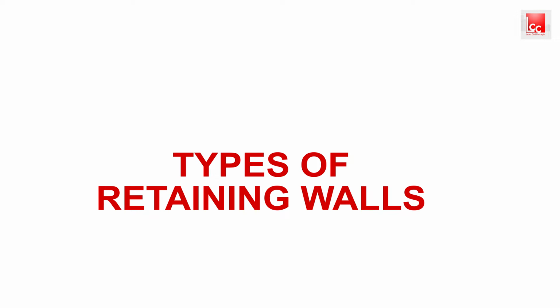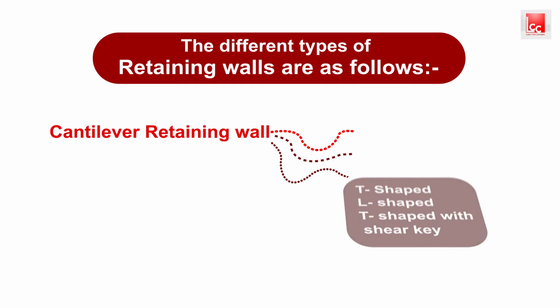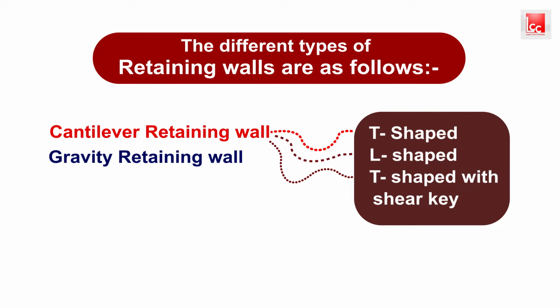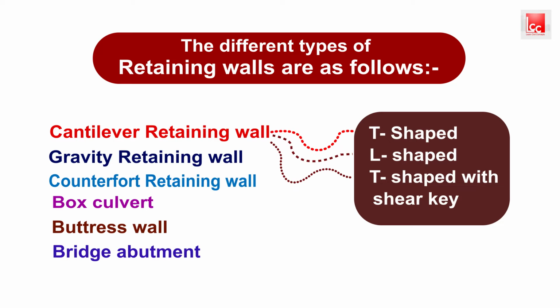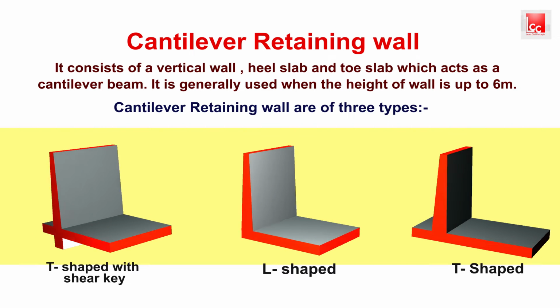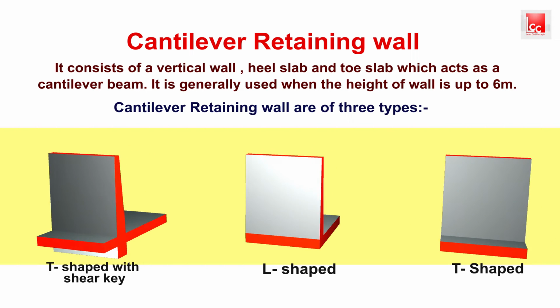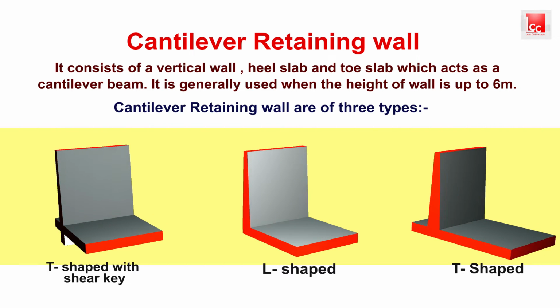Now let us know the types of retaining walls. The different types of retaining wall are as follows: cantilever retaining wall, gravity retaining wall, counterfort retaining wall, box culvert wall, buttress wall and bridge abutment. Cantilever retaining wall. It consists of a vertical wall, heel slab and toe slab which act as a cantilever beam and is generally used when the height of wall is up to 6 meter.